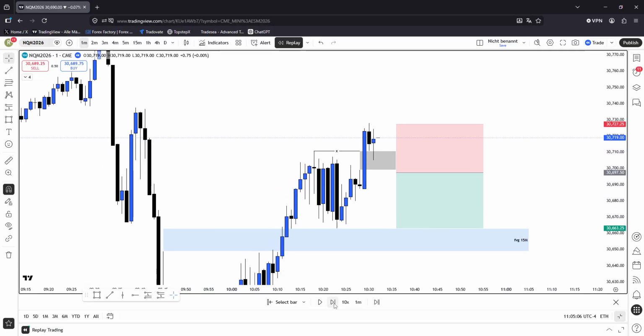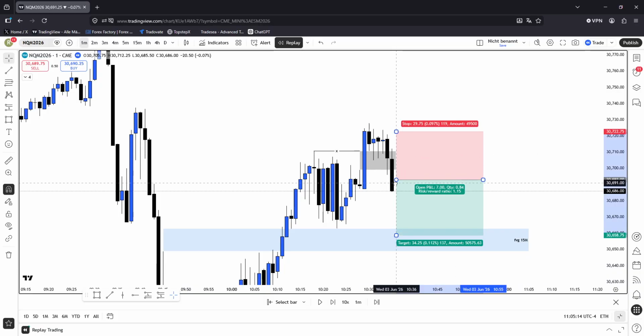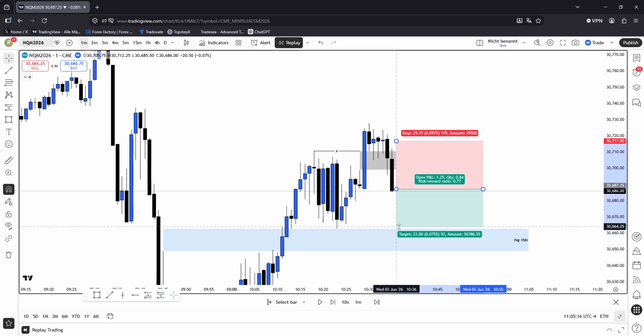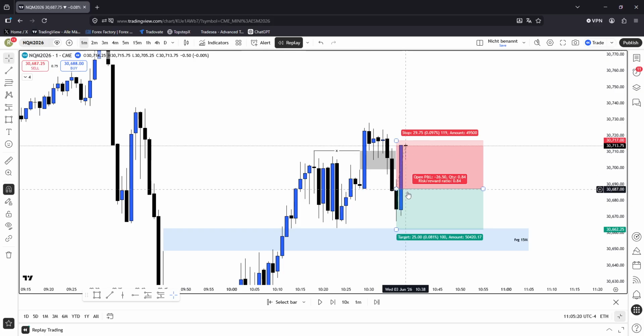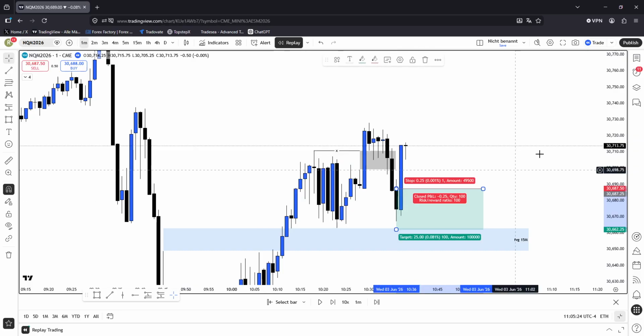Yeah, and then we got this nice displacement here. I immediately hopped in shorts. We almost hit TP, but then I got stopped out. I moved my stops to break even on my Lucid evals, but not on TopStep evals, so I'm a bit down on my TopStep evals, but it doesn't matter.